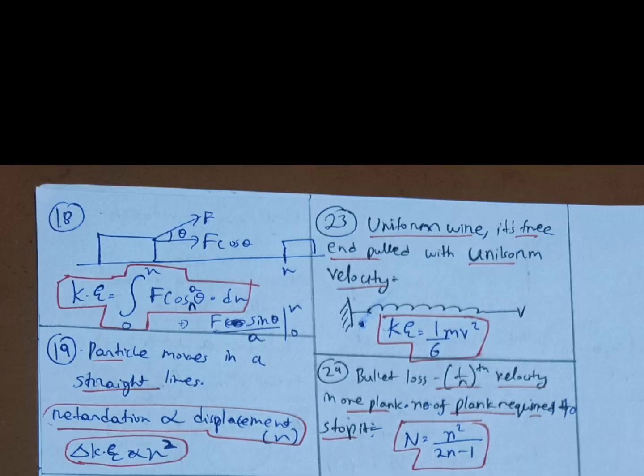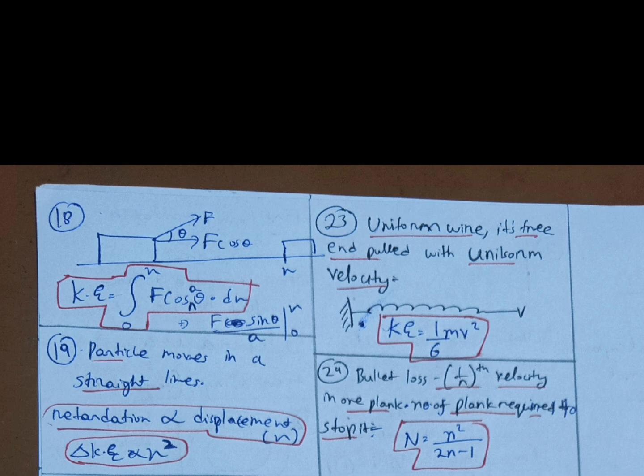Change in kinetic energy is equal to work done, which is the integration of F cos theta dx from 0 to x. So it will be F sin theta, with limits 0 to x. Particle moves in a straight line. Retardation is directly proportional to displacement. So kinetic energy is directly proportional to displacement square.